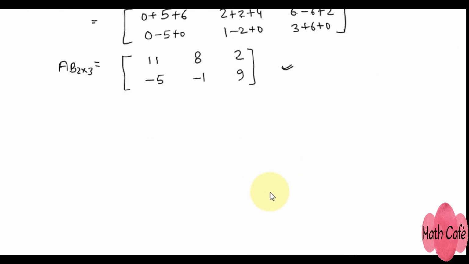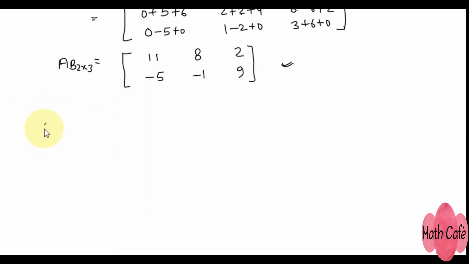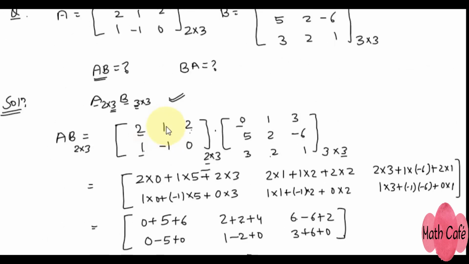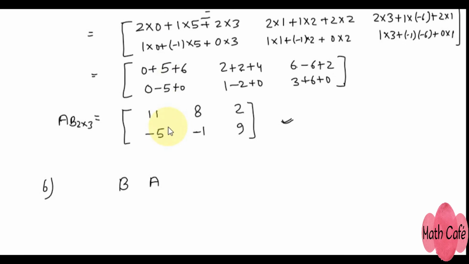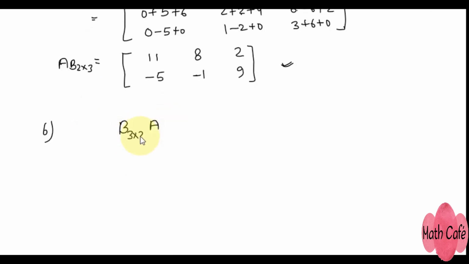Let's check if multiplication BA is possible or not. In the second part, we'll check whether multiplication of BA is possible. B is of order 3 cross 3 and A is of order 2 cross 3. Multiplication of BA is possible when the number of columns in matrix B is equal to the number of rows in matrix A. So here 3 is not equal to 2. So we can say that this multiplication is not possible. Alright, so hope you understand this. Let's proceed with the next example.